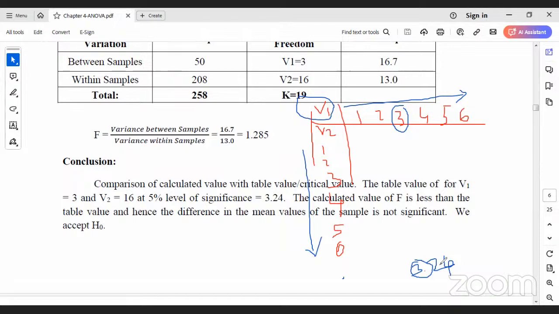So the calculated value of F is less than the table value. Hence, the difference in the mean values of samples is not significant. We accept H naught. Otherwise, the calculated value 1.285 is less than the table value 3.24. Hence, there is no significant difference between the samples. We accept H naught. If you write like this, you are going to score good marks.